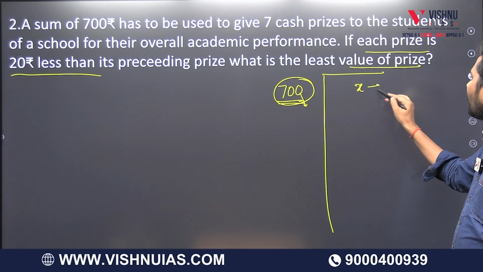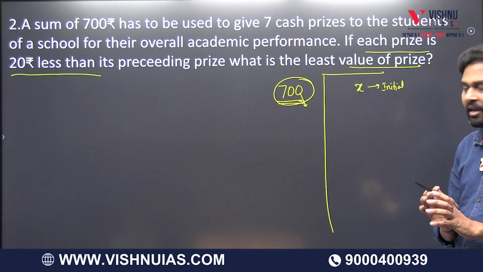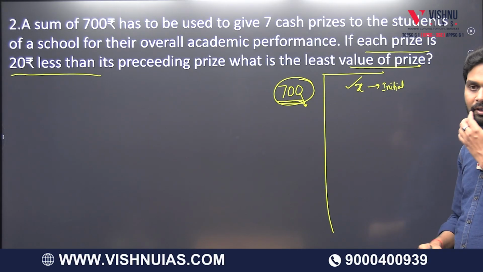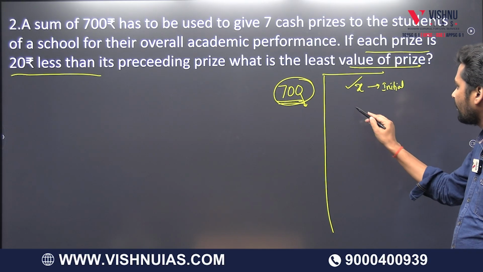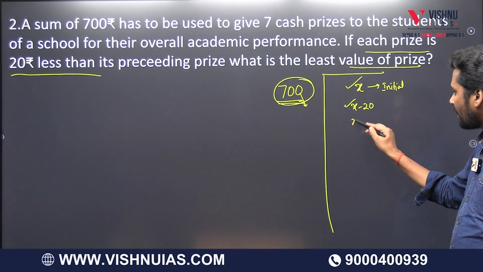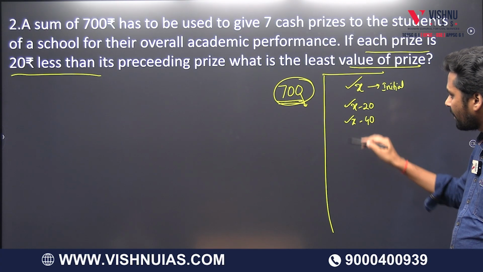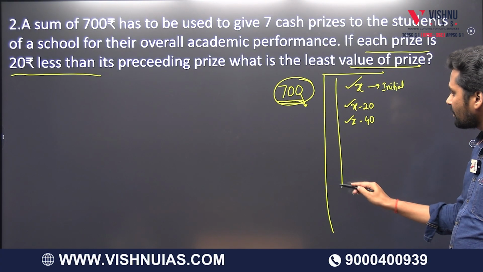Let's say that the initial prize value is x. If the first prize value is x, what is the next prize value? x minus 20. And the next prize value? The difference is 20, right? x minus 20 means x minus 40. Likewise, how many prizes do we have?